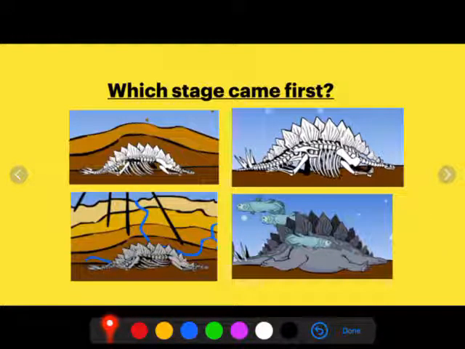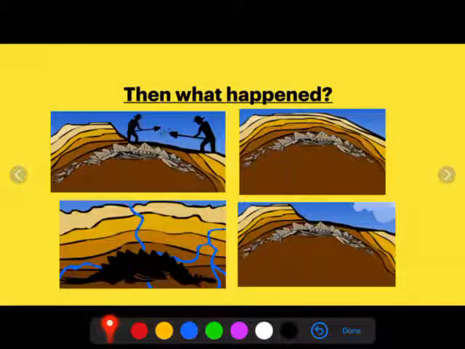Which stage came first? So have a look at the pictures. Which stage came first? Now these pictures look like the bone, the skeleton. This one shows a dinosaur's flesh. So I think maybe this one came first. Then think about what happened next. The sea creatures start to eat the flesh and the soft parts start to rot away. And then what happens to the skeleton, to the bones? What happens? Then what happened?